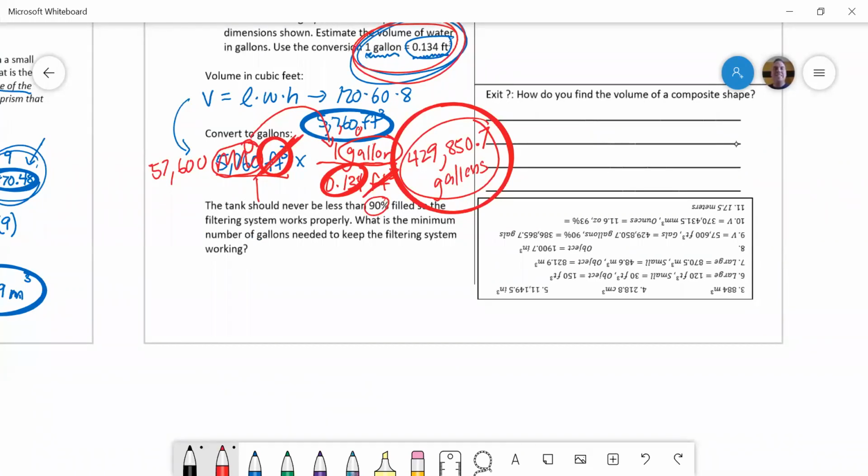So it's important to know what that level should be at, right? Because if it gets lower than that, the poor fish are going to die, right? We don't want the fish to die. We like the fish. All right. So it says, what is the minimum number of gallons needed to keep in the filtering system?